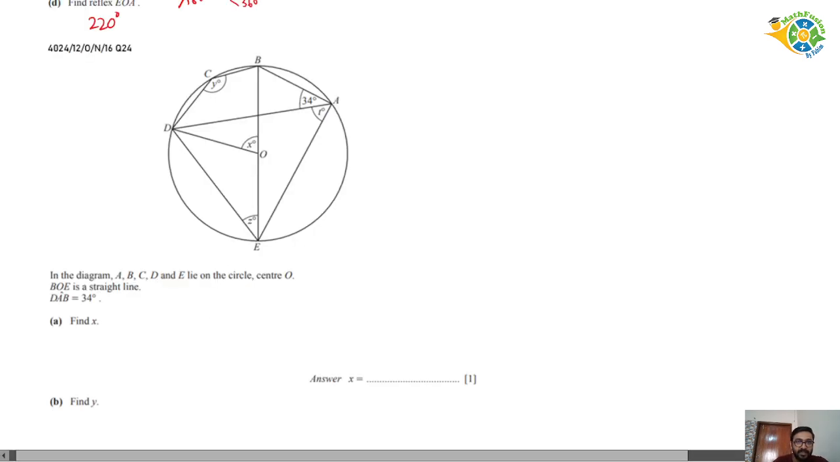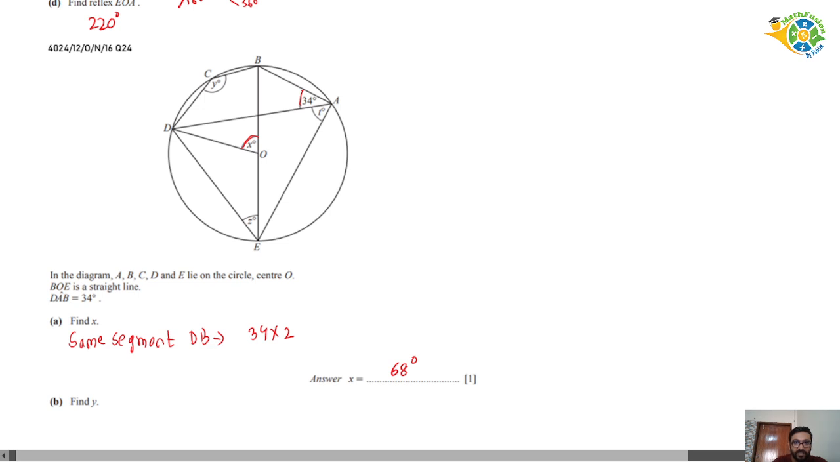So the next question. In the diagram, A, B, C, D, E lie on the circle center O. BOE is a straight line and DAB equals 34 degrees. Find X. So we need to find X. So there is a relationship between 34 and X. The center angle is X and the circumference angle is 34. So X will be double 34, which is 68 degrees.